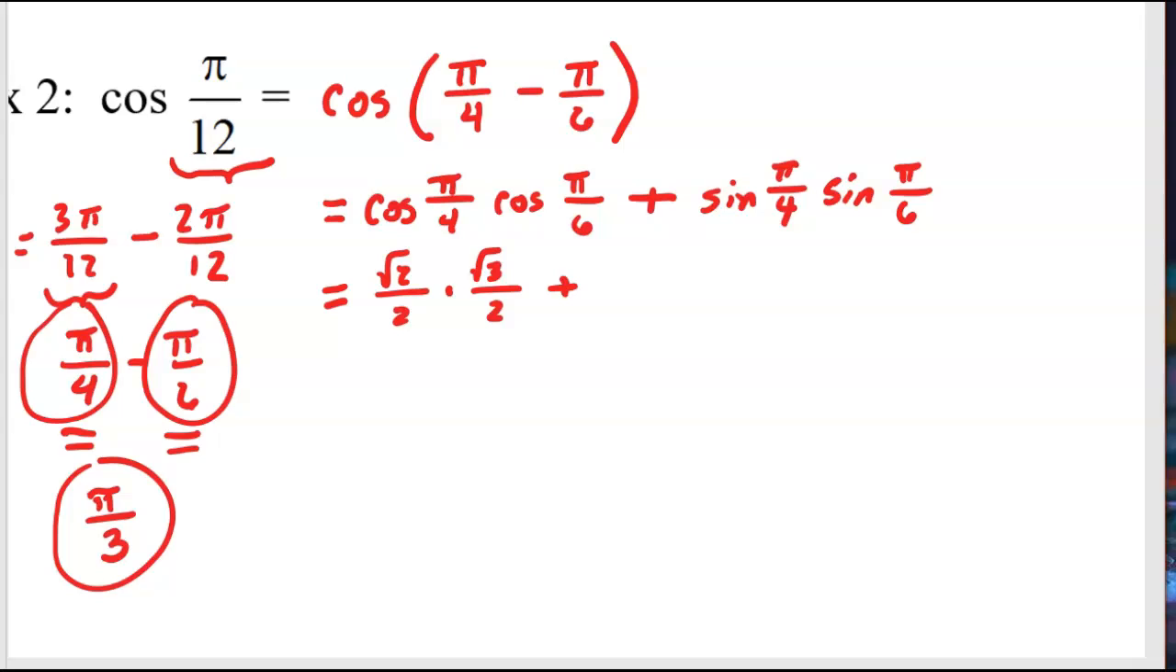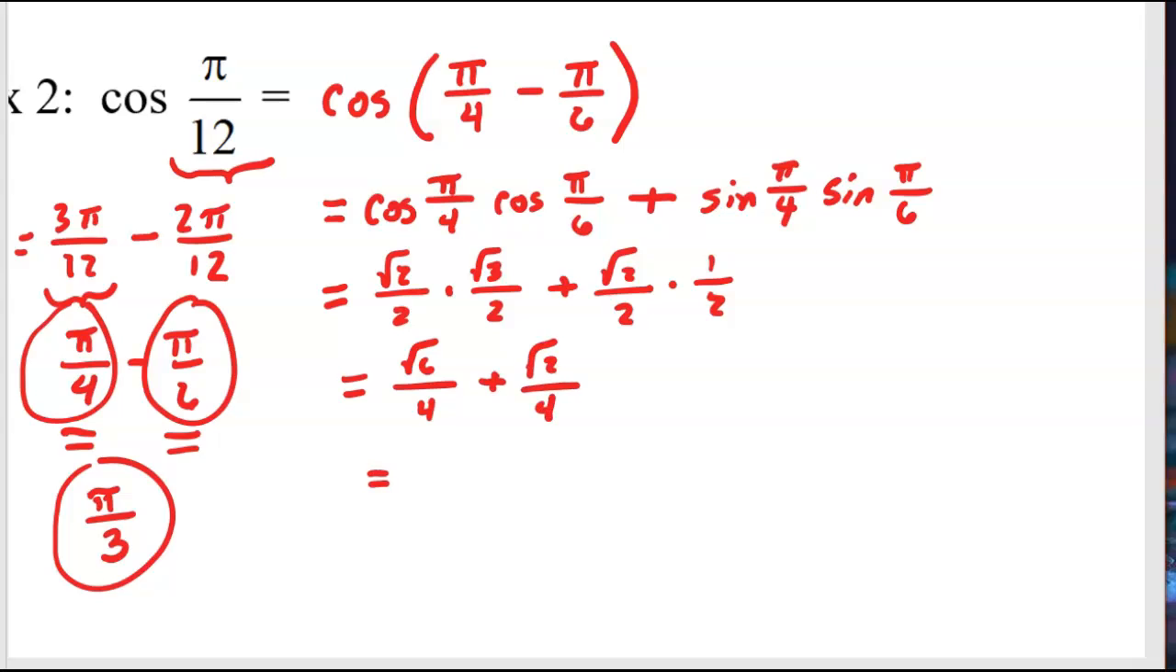Alright, sine of pi over 4 is root 2 over 2 times sine of pi over 6 is 1/2. Okay, so the trickiest part once again is splitting that angle into a sum or a difference of two angles of which you know the value. And then you make your substitutions. Now you just have to be careful with the arithmetic. Root 2 times root 3 is root 6 over 4 plus root 2 over 4.